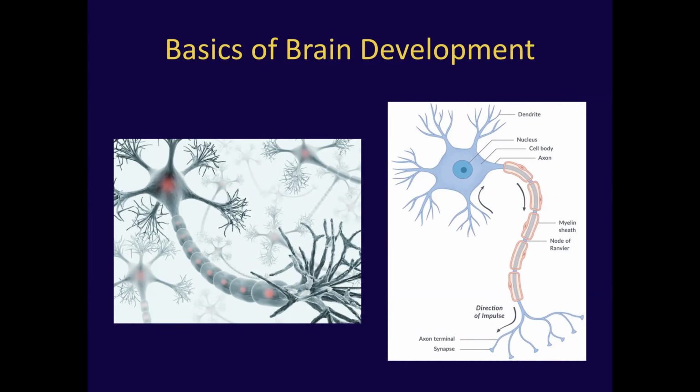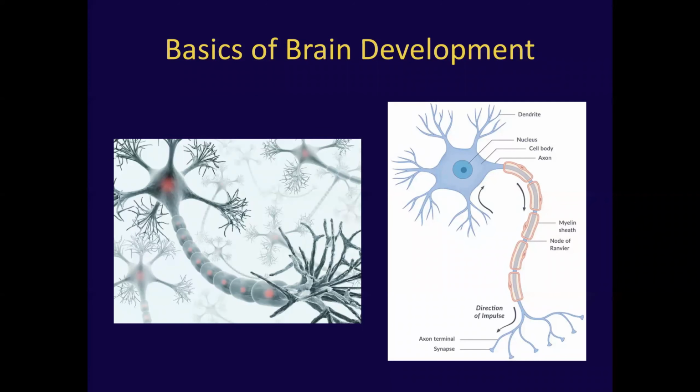So a nerve cell or a neuron is what you see pictured here. It's the main building block of the brain. At birth, the brain has a lot of these, about 100 billion neurons. And they communicate with one another. And that's what controls all aspects of our thinking, emotion, behavior.